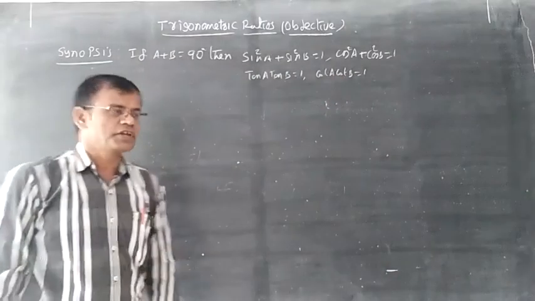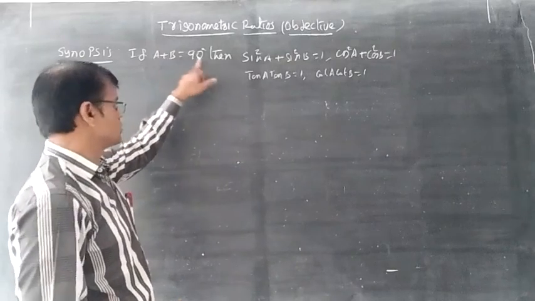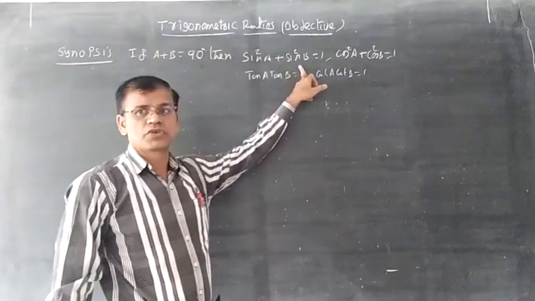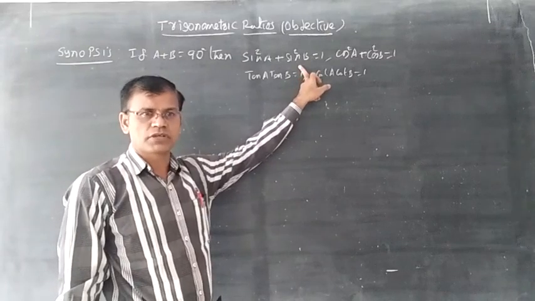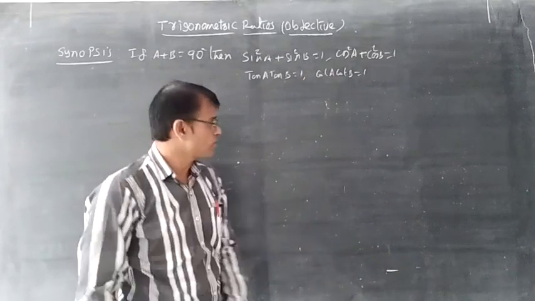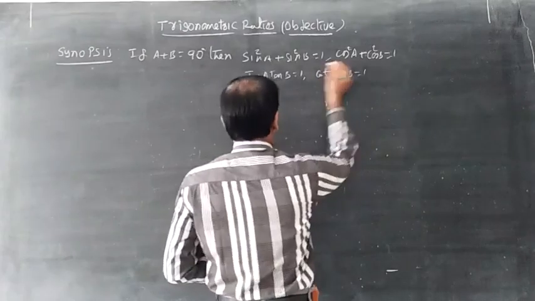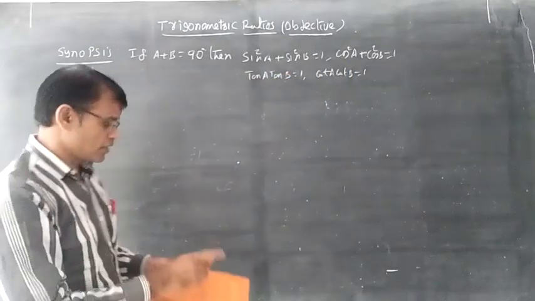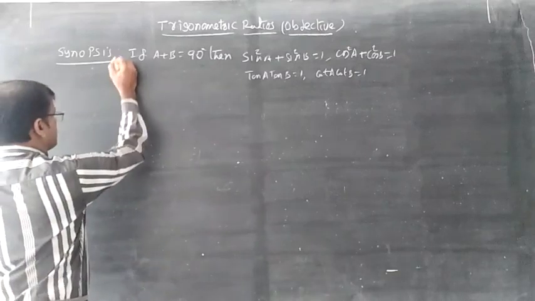If a plus b equal to 90 degrees, for example, b is equal to 90 minus a. Instead of sin square b you can substitute sin square of 90 minus a. Sin 90 minus theta becomes cos theta, so it is cos square a. Sin square a plus cos square a becomes 1. In the similar way, everything you can understand. Cos square a plus cos square b equal to 1, tan a into tan b equal to 1, cot a into cot b is also 1. This is the first point.